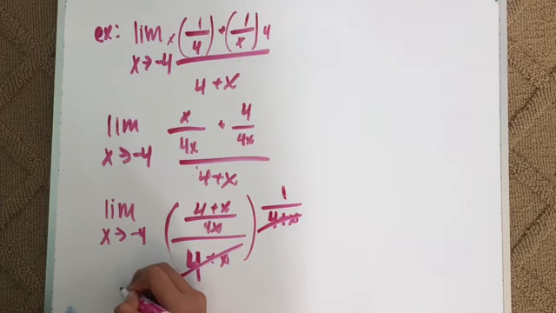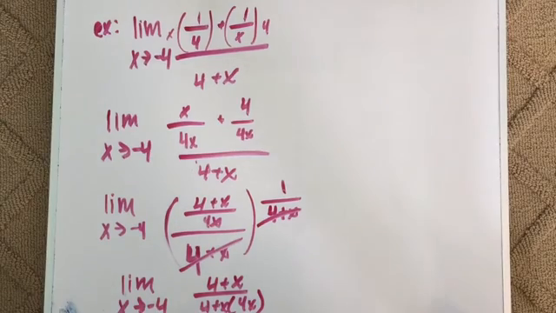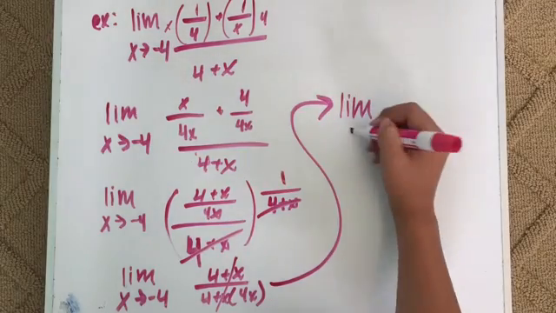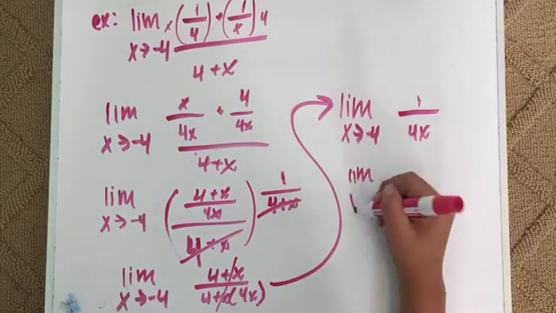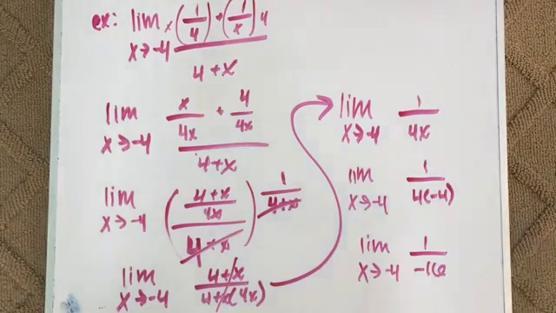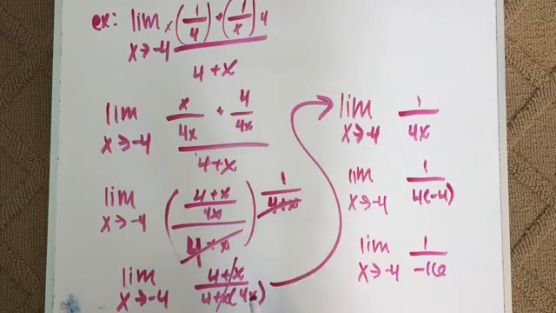The 4 plus x cancels out. Then we have to put the 4 plus x in the denominator of the numerator. Then we can further simplify. The 4 plus x's cancel out, and then we're left with 1 over 4 times x. We can direct substitute in the negative 4, and then our answer is 1 over 16. A common mistake that people make is that they forget to put a 4 plus x in the denominator of the numerator.